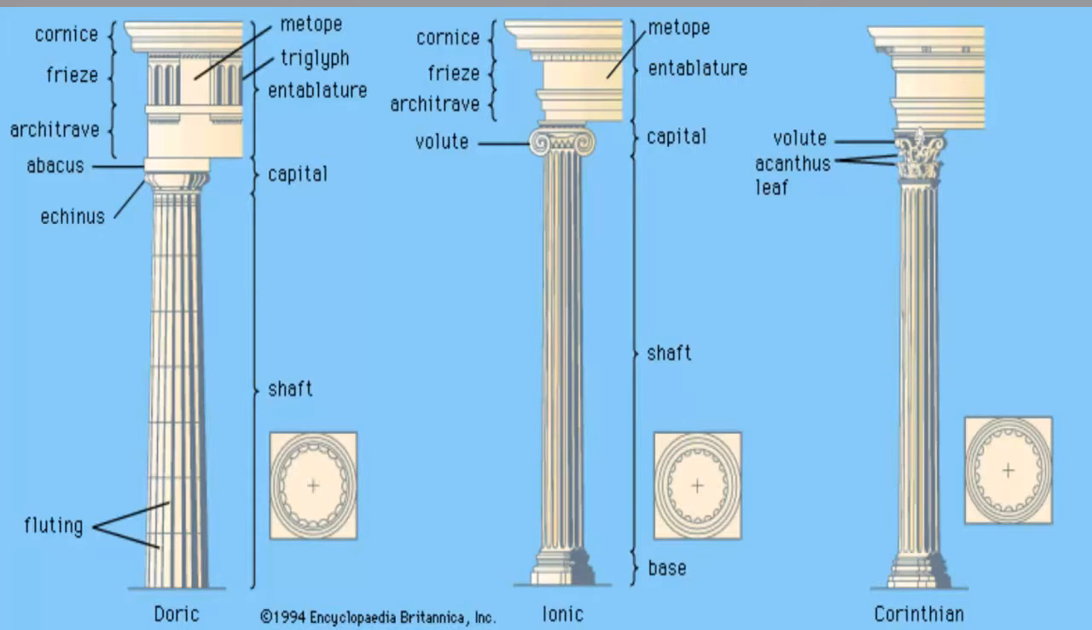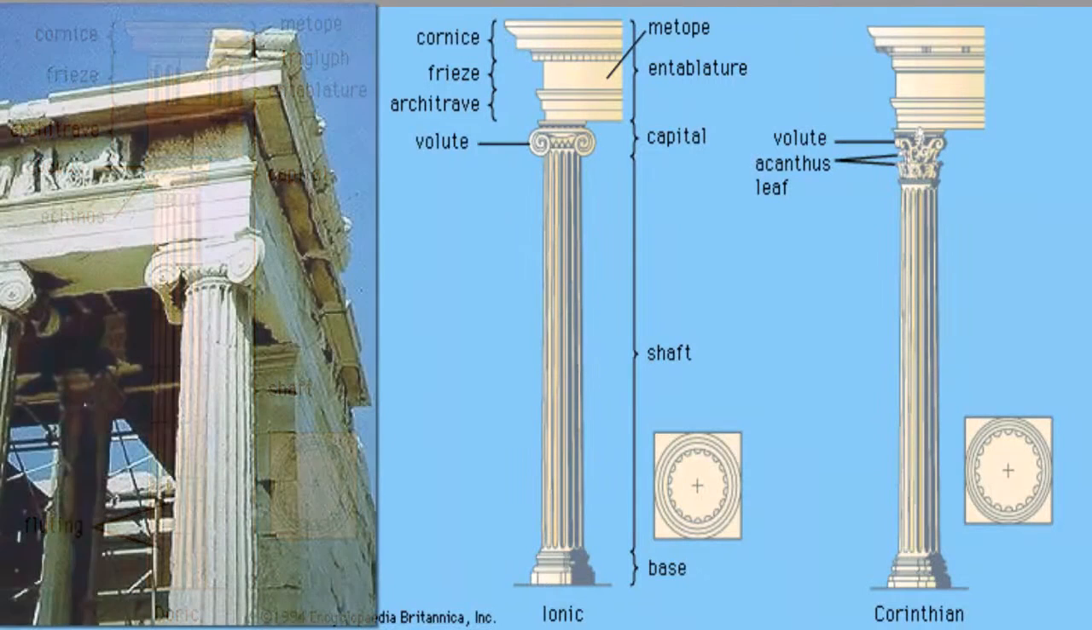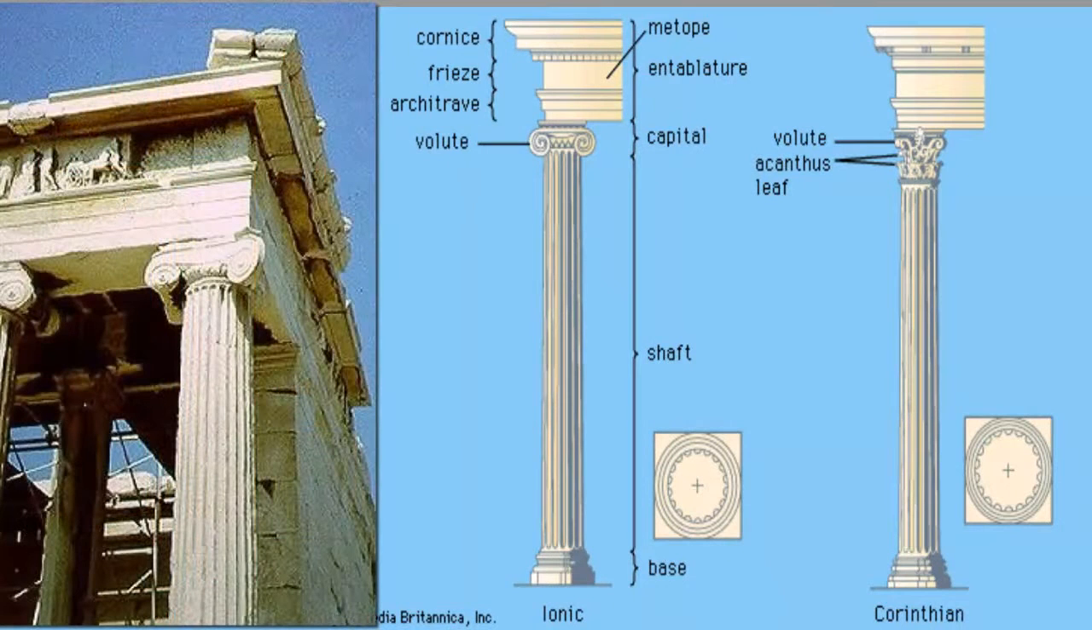The Ionic order has these volutes, or rounded sort of shapes on it, and those are in the capital. And you can see that the entablature of the Ionic order is a little bit fancier. It has some extra little elements in it, but it's missing two of the elements that we saw before, the triglyph and the metope, and that's one of the ways that you can tell that it's got an Ionic entablature on the top of it.